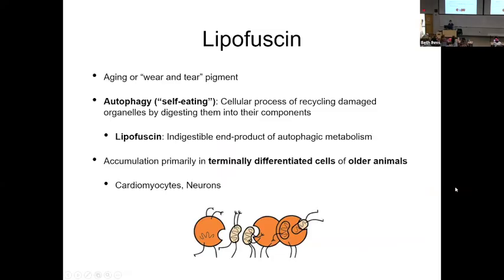Lipofuscin is the wear and tear pigment. So we see these in cells that are very long lived. We see it more in older animals. This is just the end result of autophagy, self-eating. So this is how we recycle damaged organelles. We break them down into their components and then we reuse the components.